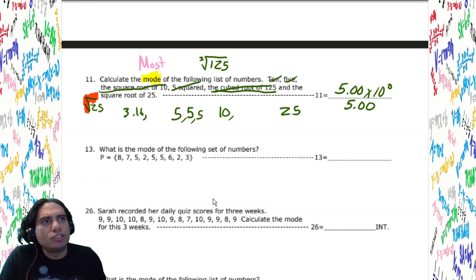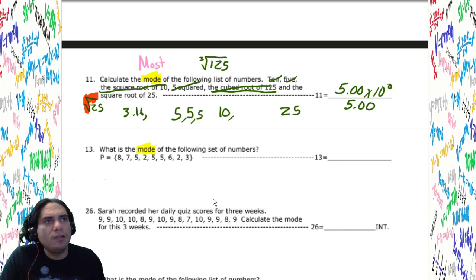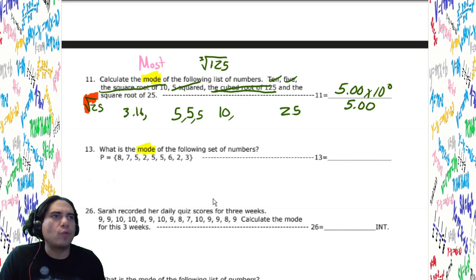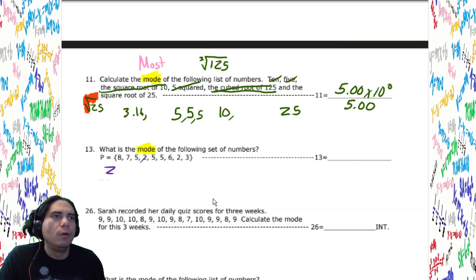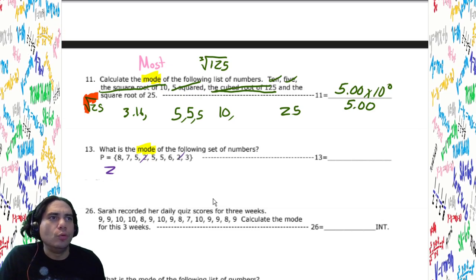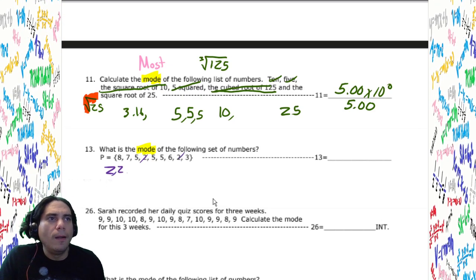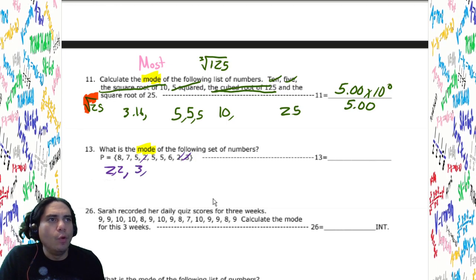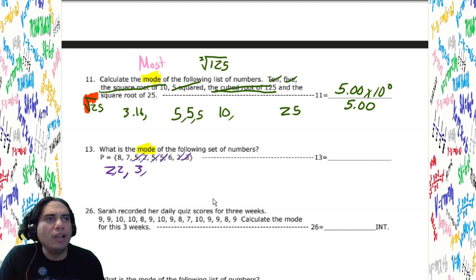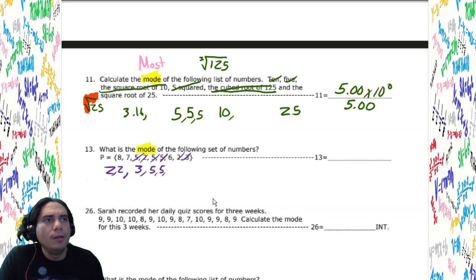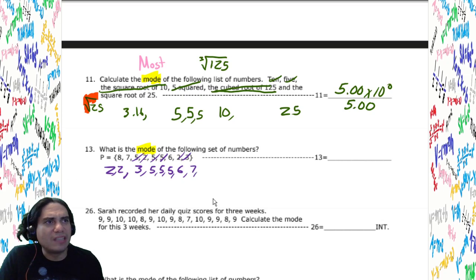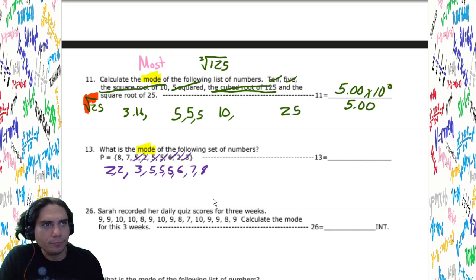Look, I hope you understand what the mode is. More problems, more practice, easier work, all right? So let's write them in order. I got a 2 right there. I got another 2. So 2 looks like the mode so far. Then I got a 3 right there. All right, so we put the 3. Then I got a what? 1, 2, 3 fives. After I got my fives, I got 1 6, 1 7, and 1 8.